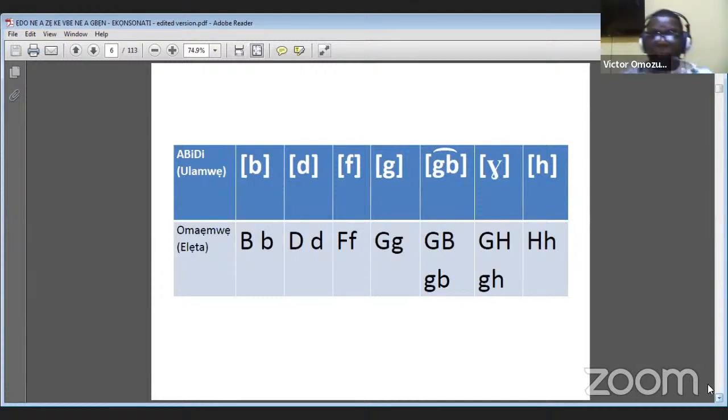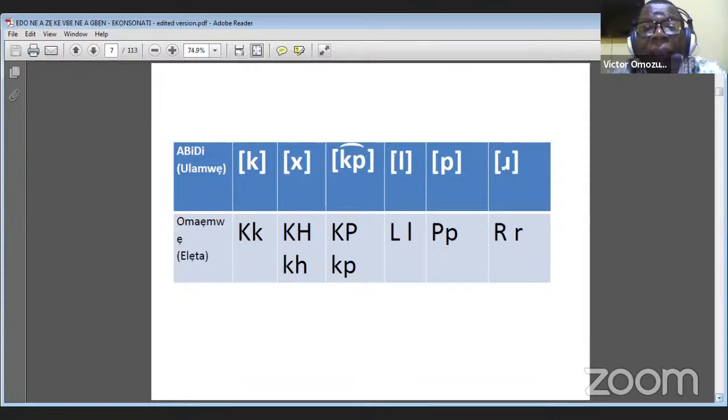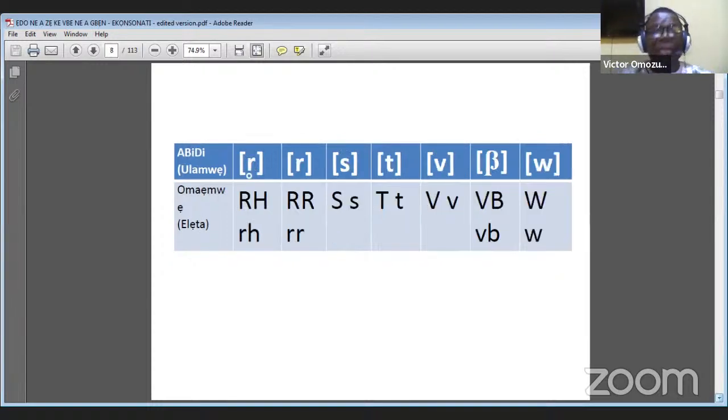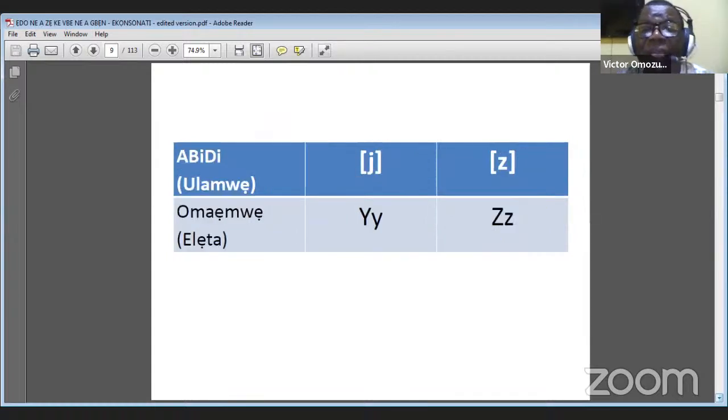So, the 22 oral consonants. In alphabetical order, the first consonant is B, followed by D, F, G, and so on, through to V, W, Y, Z. So those are the 22 oral consonants.